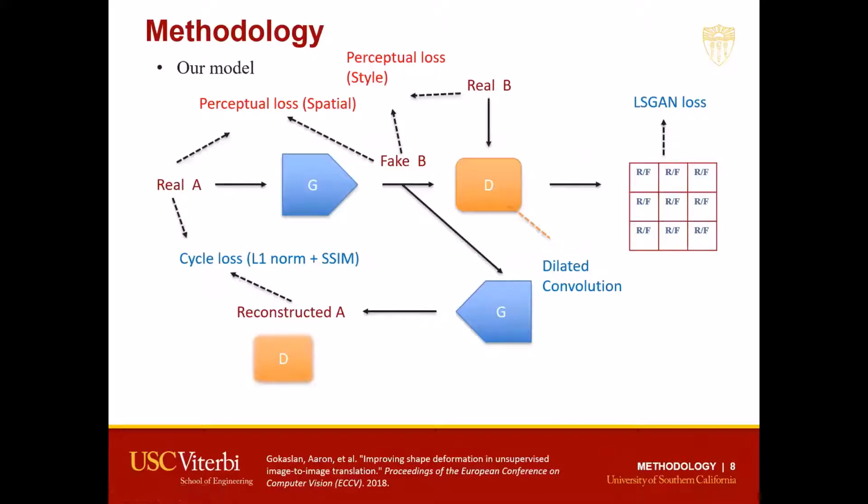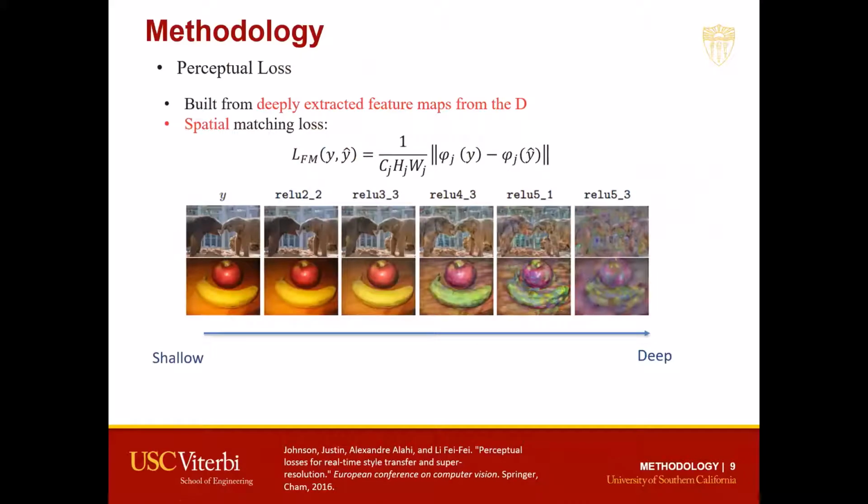To well preserve this information, we replace the feature matching loss with two loss functions, spatial perceptual loss and the style perceptual loss. Perceptual loss is a special type of loss built from deeply extracted feature maps from the neural network. In our model, we use a discriminator to extract these features. Spatial matching loss is used to regularize the spatial information of the object. It's based on the L1 norm difference between feature maps in a deep layer of two images. Because the deep layer feature maps only contain spatial information of the objects, as shown in this figure.